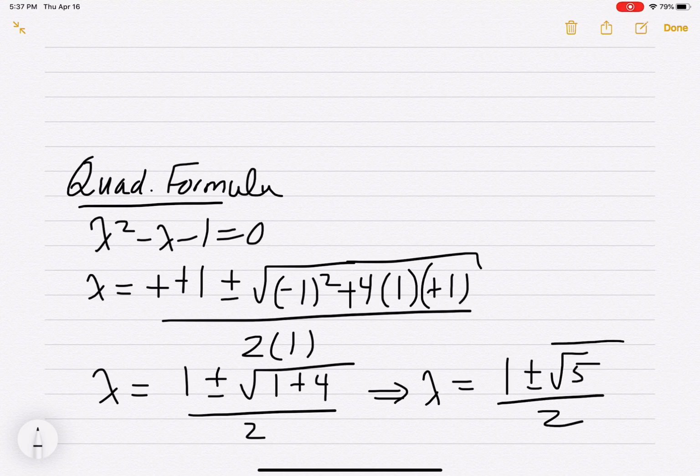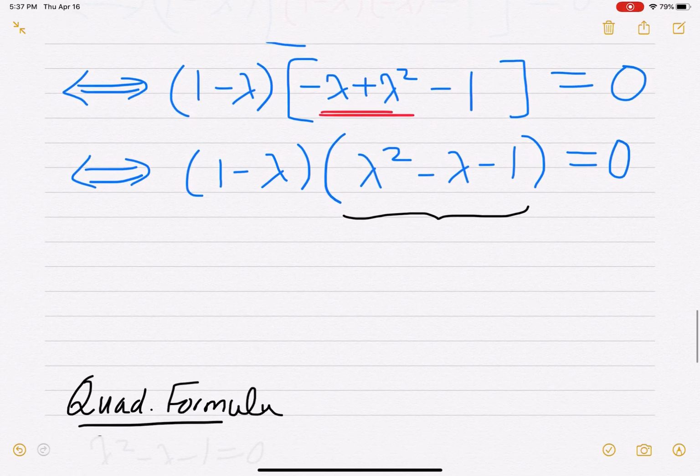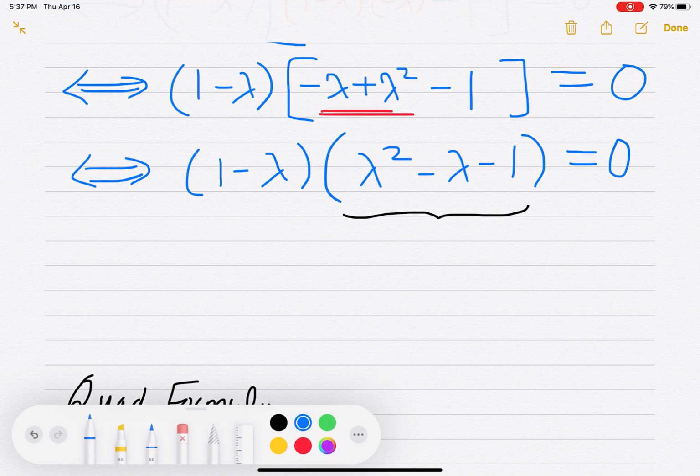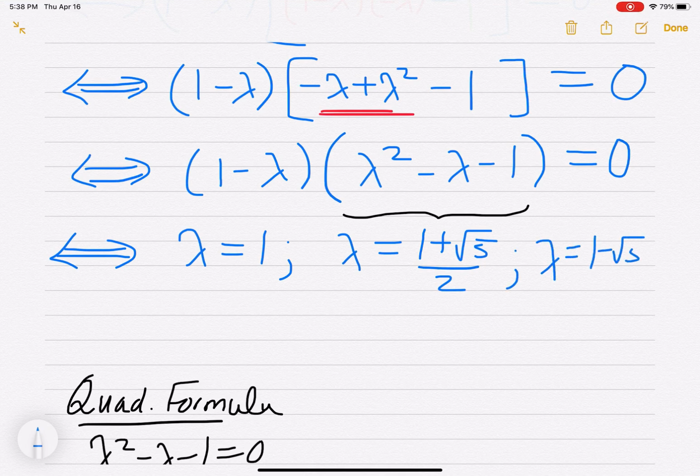I believe one of those is the golden ratio, right? 1 plus square root of 5 over 2 is the golden ratio. So those are your roots. So you're going to get lambda equals 1, lambda equals 1 plus the square root of 5 over 2, and lambda equals 1 minus the square root of 5 over 2. And each of these has multiplicity 1. I'm just going to put a little note here, where each has multiplicity 1.